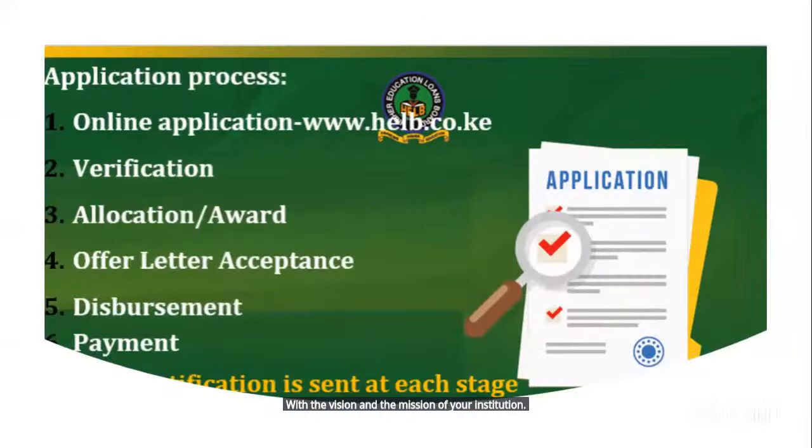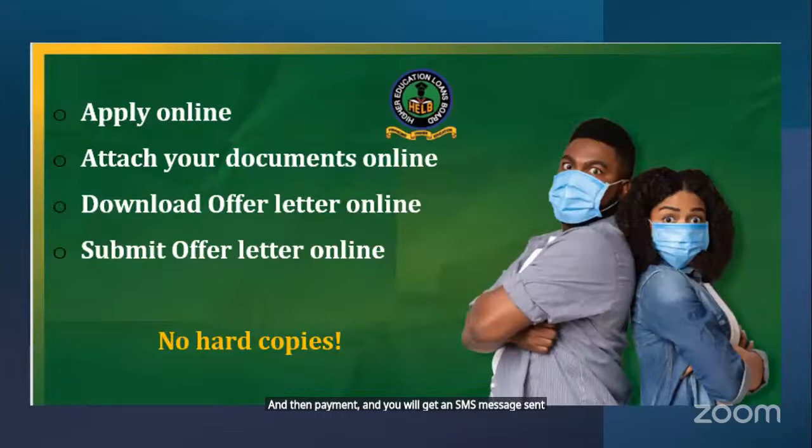The application process again is the same. Log into our portal. Once you've logged into our portal, you shall submit the application, then we shall verify and allocate, give you an offer letter for acceptance, and then disbursement will be in progress, and then payment, and you will get an SMS message sent to you once we have paid.